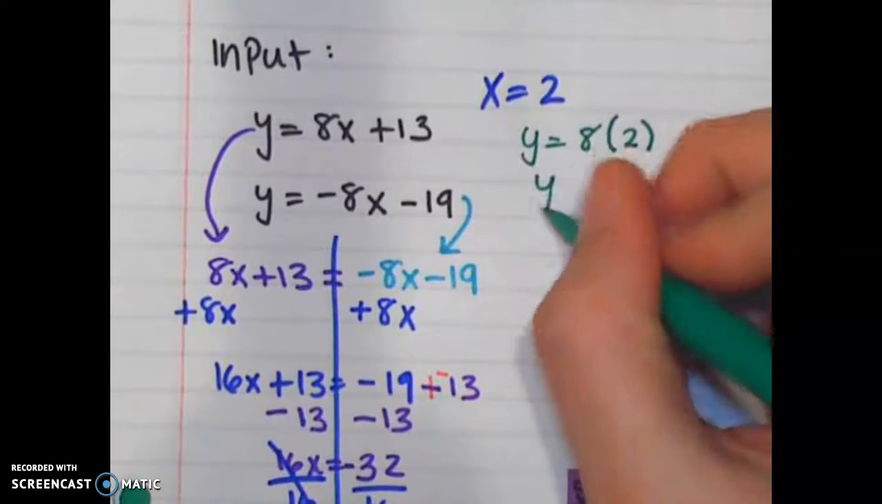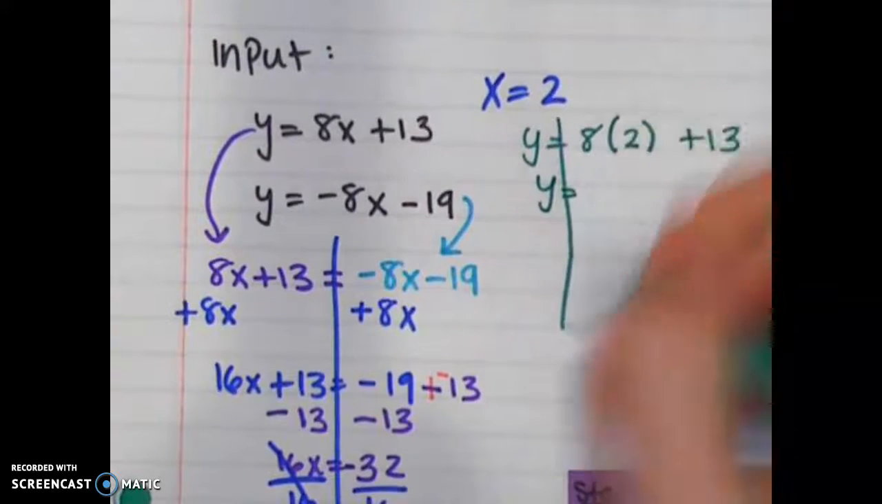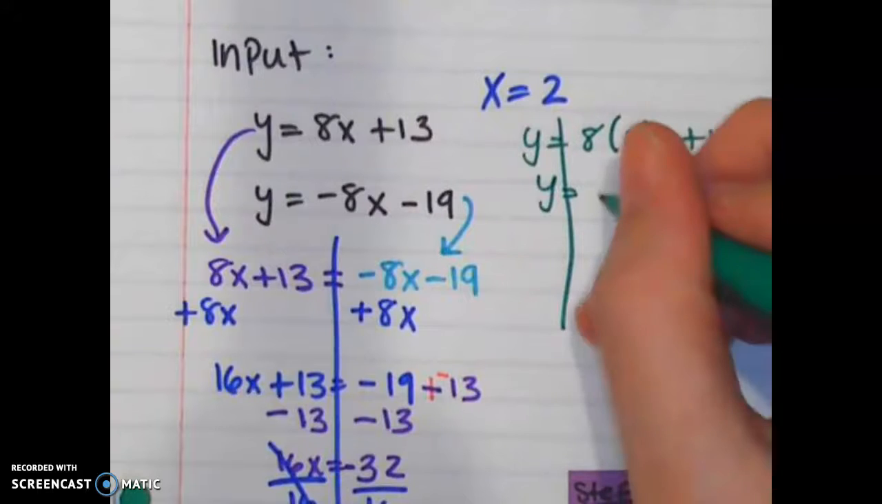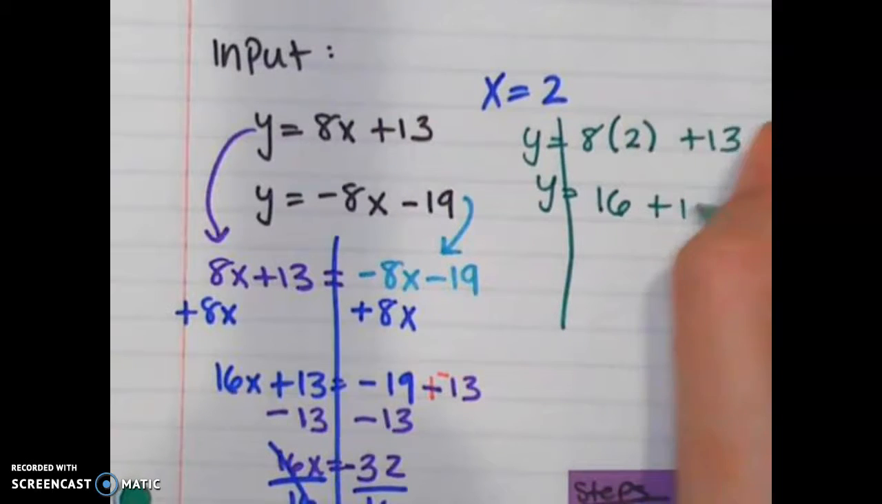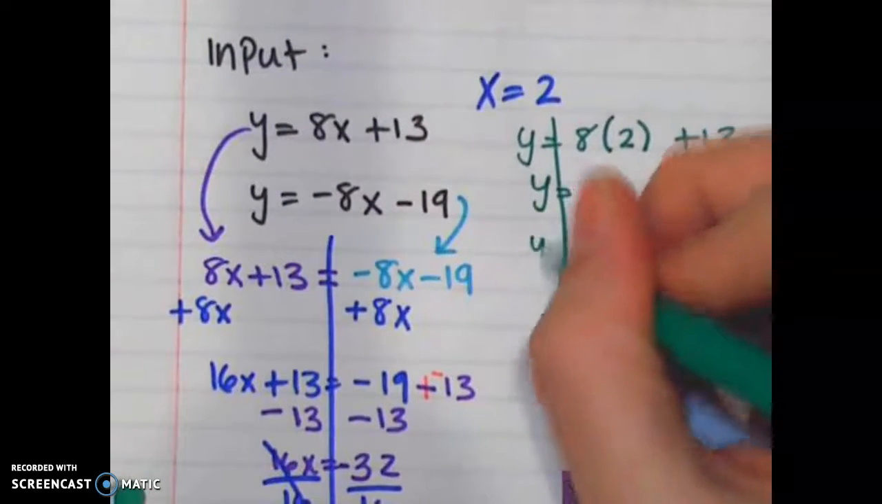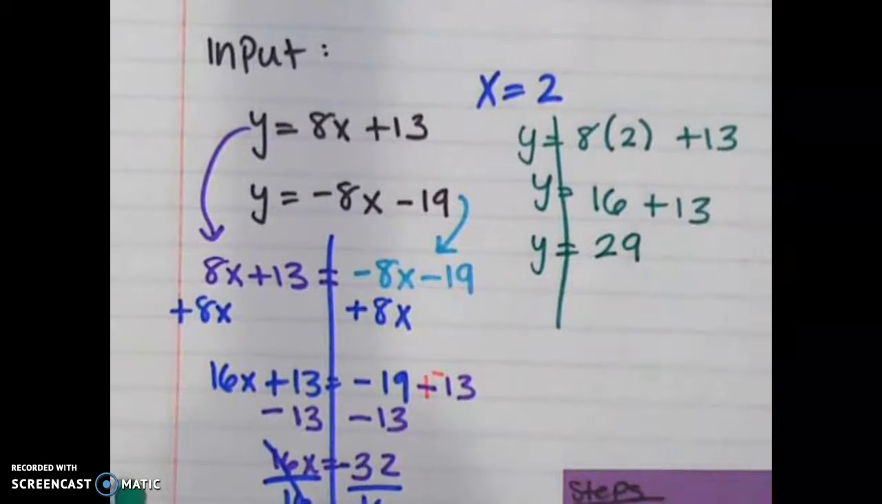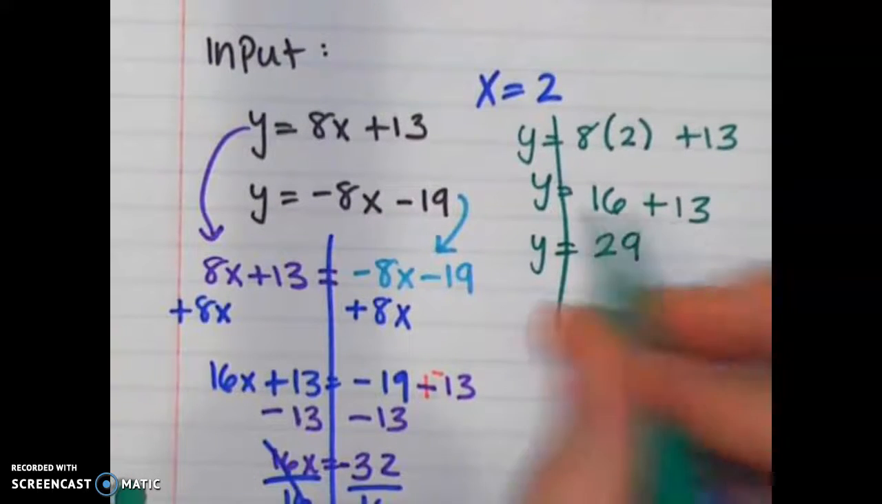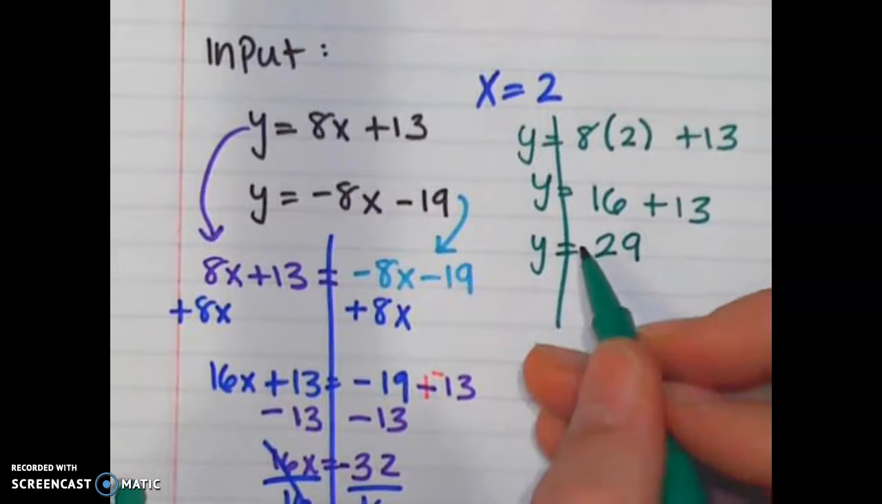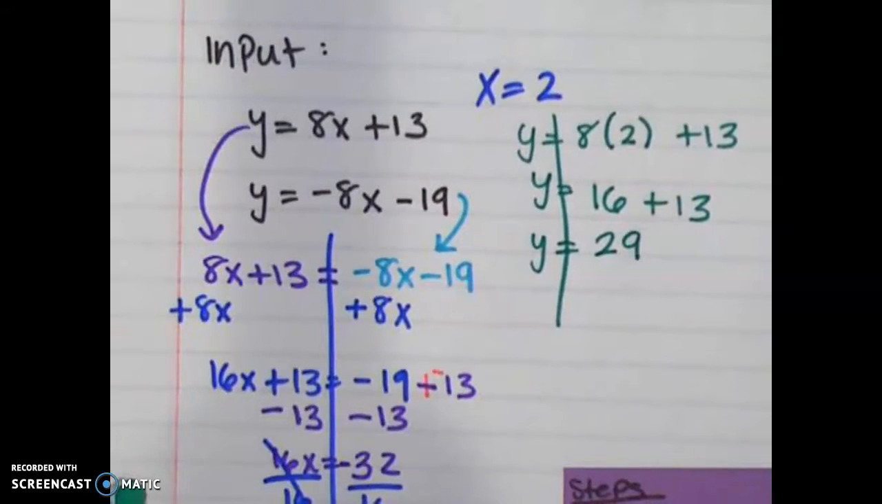So y equals, you can do your line if you want, 8 times 2 is 16, plus 13. y equals 29. 6 plus 3 is 9, 1 plus 1 is 2, 29. So now my last step on here says write your answer as an ordered pair.